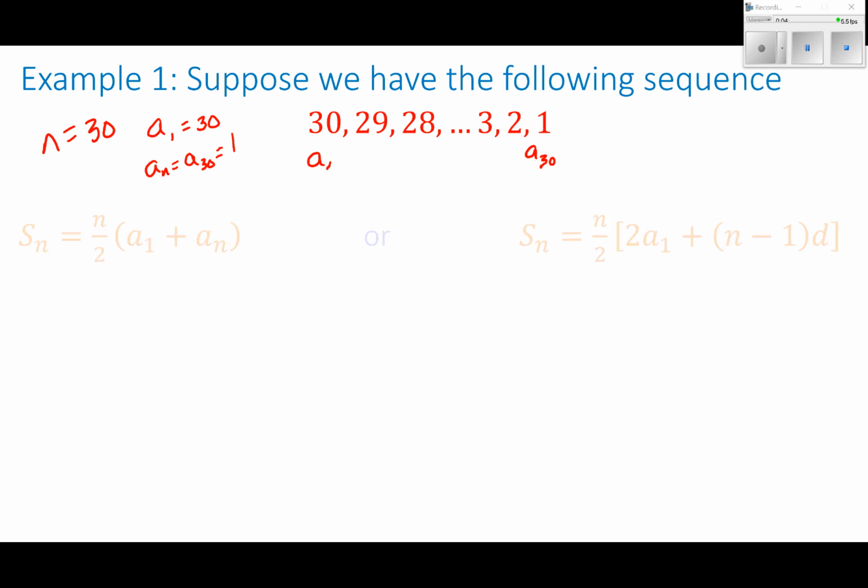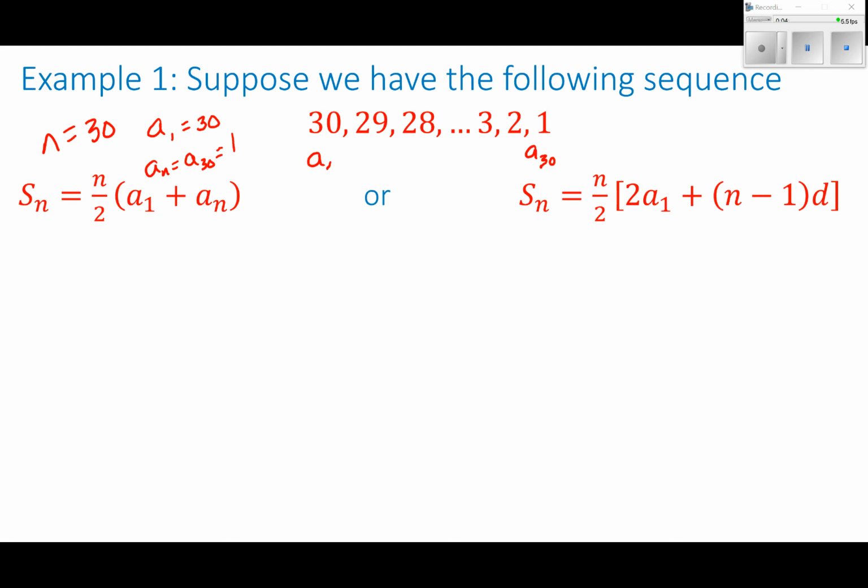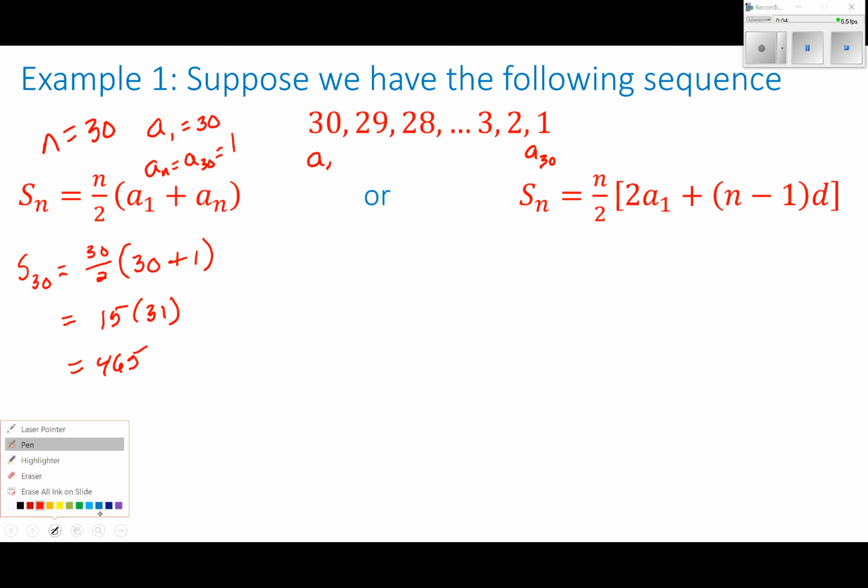So with that information, I have my choice of my two formulas. I know the first term, I know the last term. I'm going to tackle this one here on the left. So the sum of the first 30 terms, so S sub 30, is going to be 30 divided by 2 times a sub 1, which is 30, plus 1. And so this becomes 15 times 31, which ends up being 465. I could also use the second formula and arrive at the same answer.